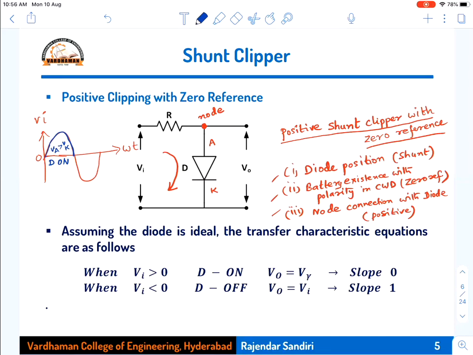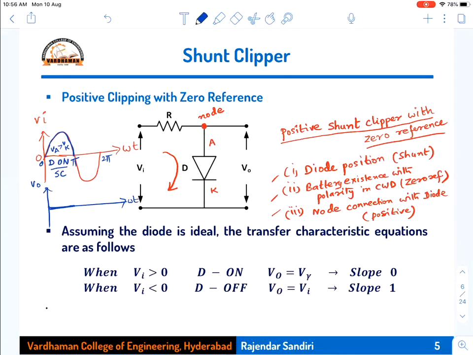So your output waveform V naught will be 0 from 0 to pi. From pi to 2 pi, in this case diode is on, short circuit, because the diode is connected in parallel, so this entire portion of the positive cycle, the diode is short circuit. Diode is short circuit, nothing but output is directly connected to the ground.